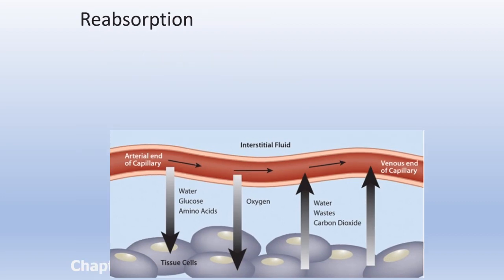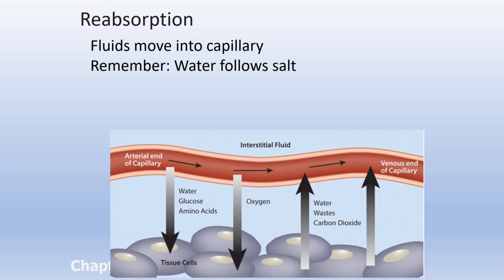Reabsorption is obviously, well, it's kind of the opposite of this. It's shown by the arrows over on the right side of this diagram because substances are moving from the interstitial fluids into the plasma. So this is when mainly fluid moves back into the capillary. And remember that water follows salt. So the fluid, being water, will be attracted to the solutes that are in the capillary. And this, of course, because we're talking about solutes, would be an effect of the colloid osmotic pressure.